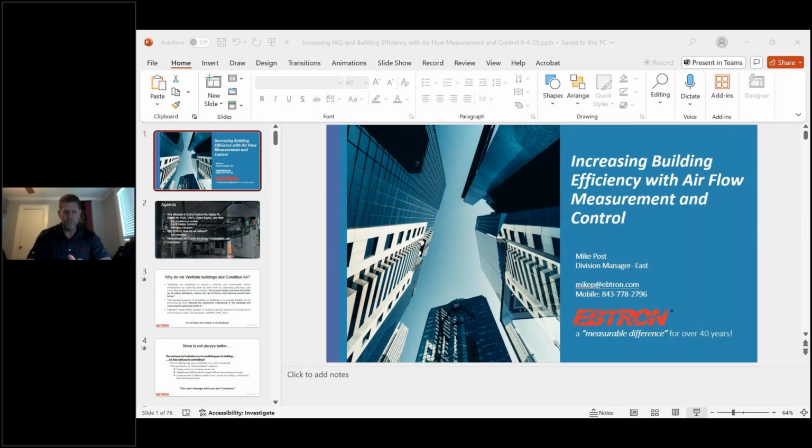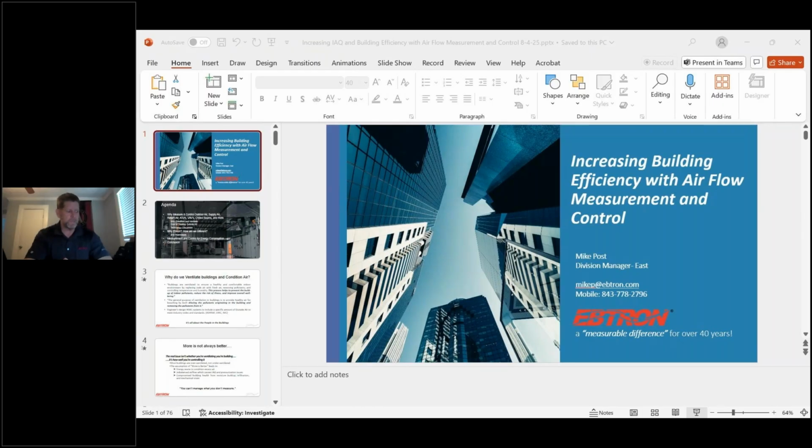That kind of information. I do want to talk about the various technologies that are used for measuring airflow, because as we get into the discussion of measurement and control for energy conservation, it's good to understand how the different technologies work, where they're best utilized, because as we get into some specific applications, some technologies work better than others. So we'll talk about that. A little bit about Ebtron and why we are different. I'm not going to get into a lot of detail about that, but a little bit, and then the conclusion.